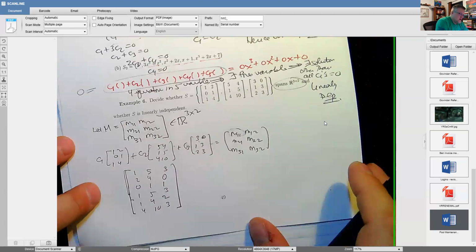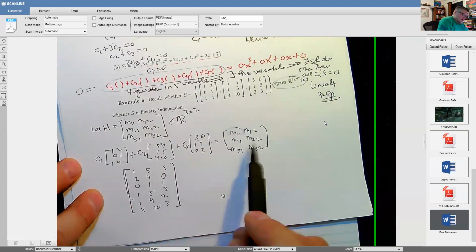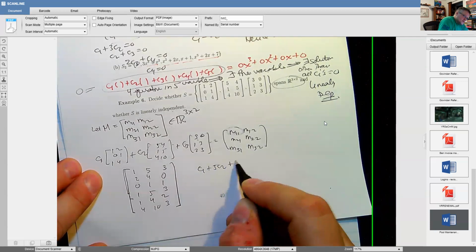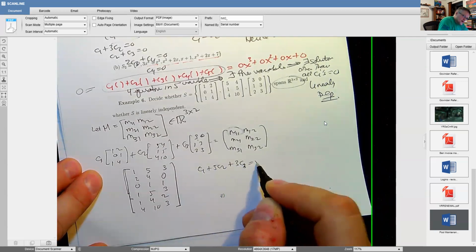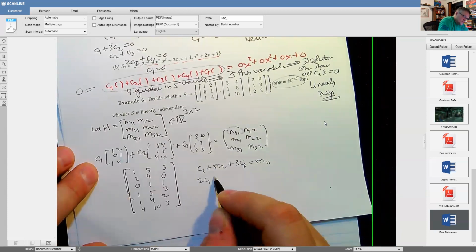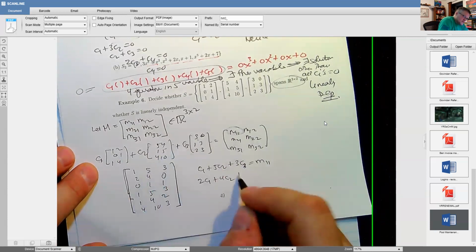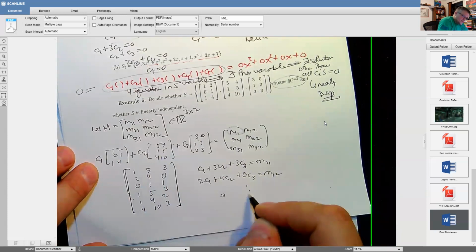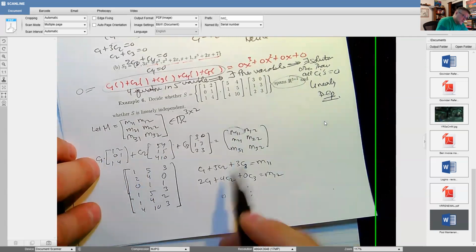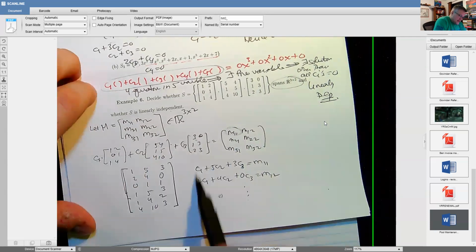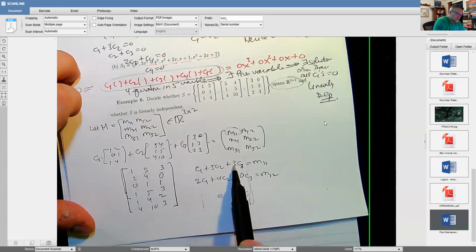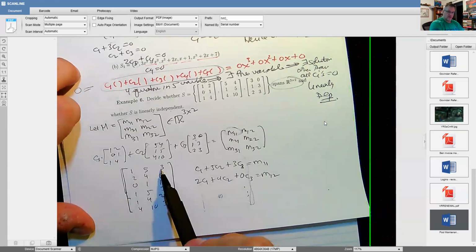Remember, I'm getting 6 equations. Let me just show you what I'm doing. From the first one, I have C1 plus 5C2 plus 3C3 is equal to M11. And then the next equation, I'm looking at this one, 2C1 plus 4C2 plus 0C3 is M12. And I keep doing that. I'll have 6 equations, one for every entry on this side. And so the system I'm getting on the left side has 6 rows and 3 columns, and the coefficients of the C1, C2, and C3 are listed in that order.